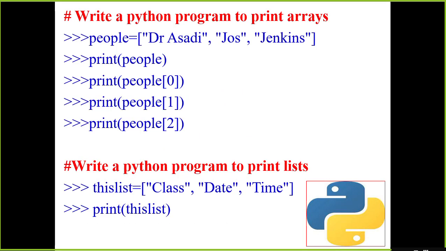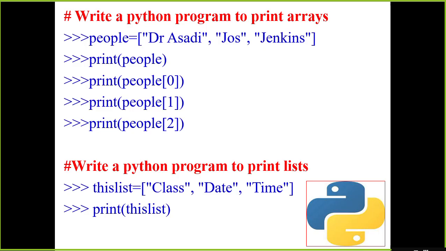Let us see a small Python program to print arrays. My aim is to read the array first. My array name is people, and I am declaring three names: Dr. Asadi, Jaws, and Jenkins. These are the array elements. Now I am printing people, which immediately prints all three elements of the array. To find the first element, I use print of people of 0, which is Dr. Asadi. Print of people of 1 gives the next index position, Jaws. Then print of people of 2 gives Jenkins.